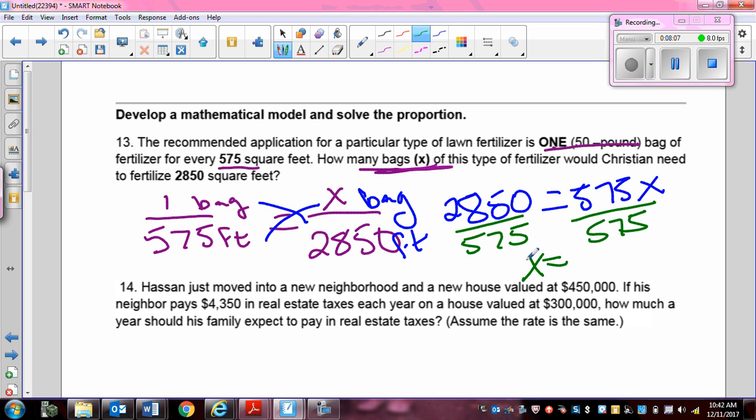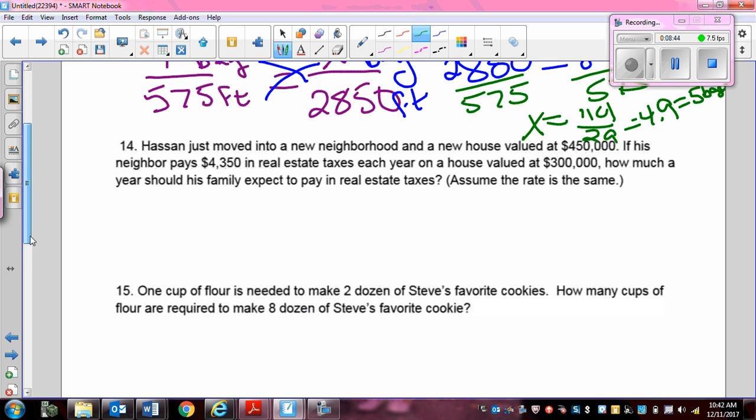x equals, and then put that in your calculator. And then press math, enter. It's going to be a fraction. 114 divided by 29. But in this case, we want to know how many bags. So if it's 4.95, we're going to have to round it up to 5 bags. We want to cover the whole thing, otherwise we're not going to have enough. If we round it down to 4 bags, we're not going to have enough fertilizer. You guys can do that one.